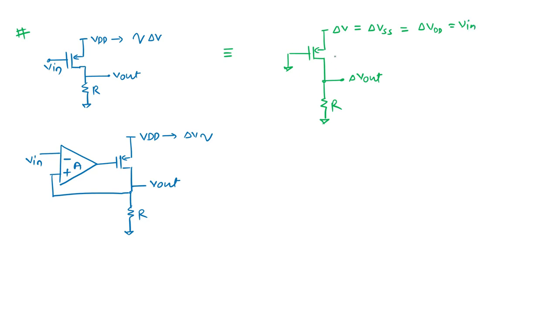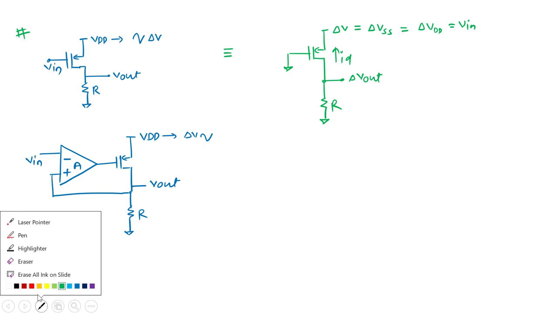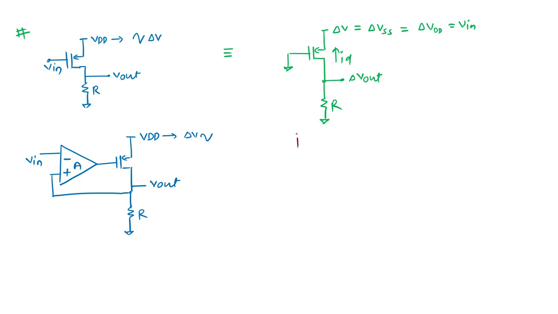The strong asset that we have is to always consider the current ID, so we have to write the expression of ID. ID is gmVGS, always considering the direction from drain to source, plus gmbVBS plus gdsVDS. Here there is no body effect, because it is connected to the supply, so I can consider VBS to be 0. It is connected to the supply, not a problem.